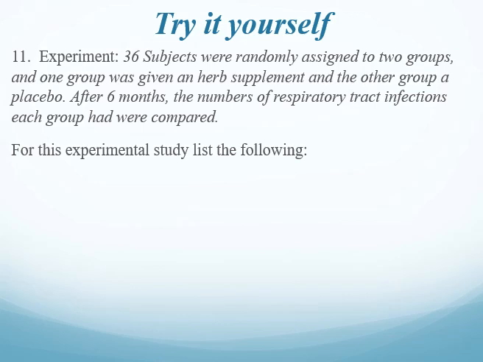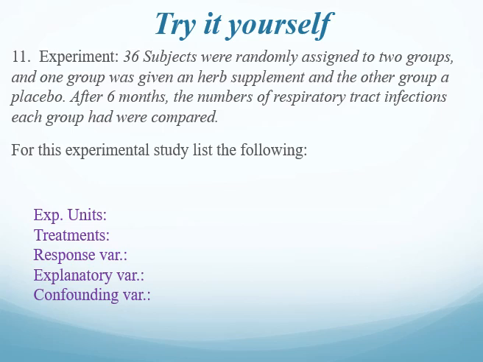All right, last thing today, number 11. So experiment. We have 36 subjects. And they were randomly, so these are people who volunteered, and they were randomly assigned into two groups. One group is given an herb supplement, and the other one is given a placebo. After 6 months, the number of respiratory tract infections that each group had was compared. All right, so for this experimental study, list the following.